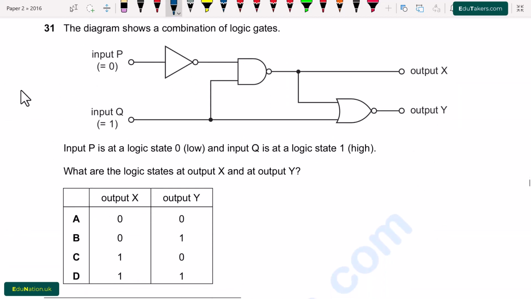Question number 31. The diagram shows a combination of logic gates. Here are two inputs P and Q. Input P is at logic state 0, which is low, and input Q is at logic state 1, which is high. What are the logic states at the output X and at output Y? The input of P is 0, so here will be 0, and the input Q is 1, so there will be 1. Here is a NOT gate. 0 changes into 1 and 1 changes into 0 by the application of the NOT gate. It means that here will be 1.